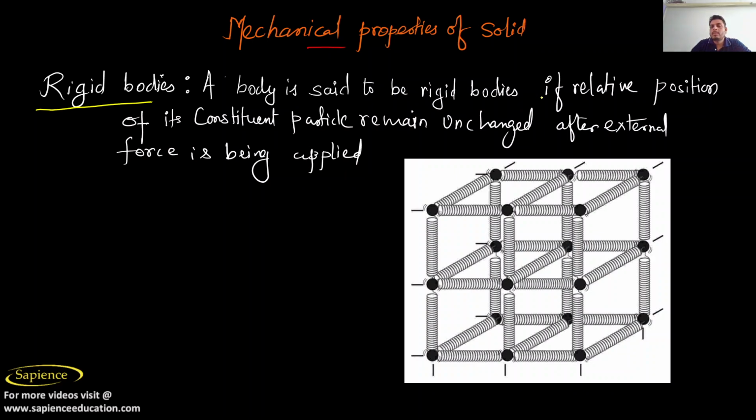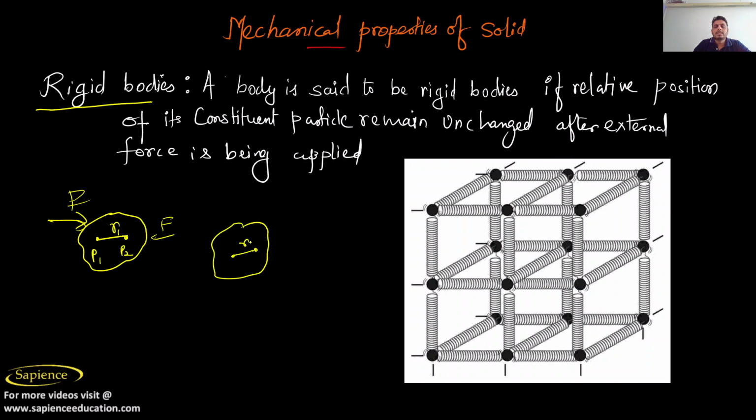A body is said to be a rigid body if the relative position of its constituent particles remains unchanged after an external force is applied. So that type of body is known as a rigid body. Let us consider there is a body and its constituent particles. Suppose this is particle one and particle two, and the distance between them is R1. If you apply a large force, or any type of force, and there is still no change, the distance between P1 and P2 is still only R1 after the force is applied.